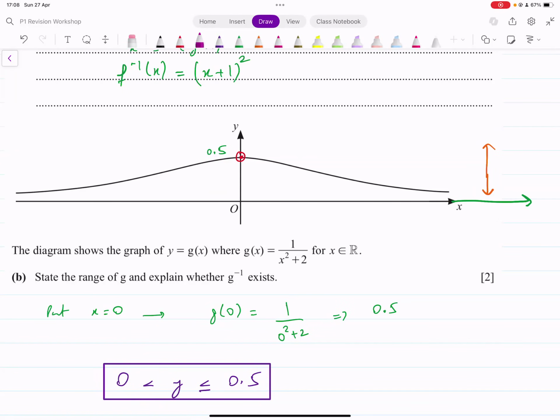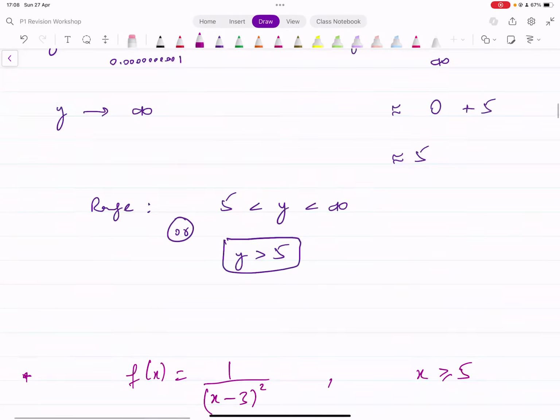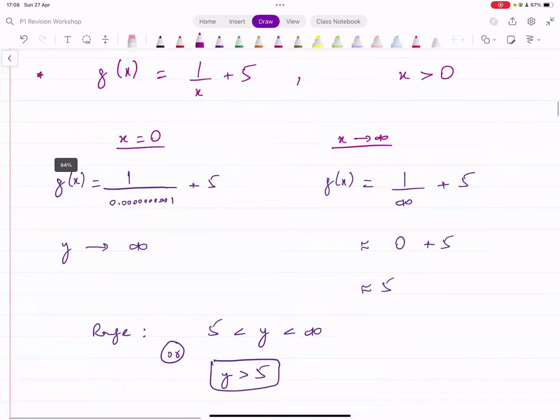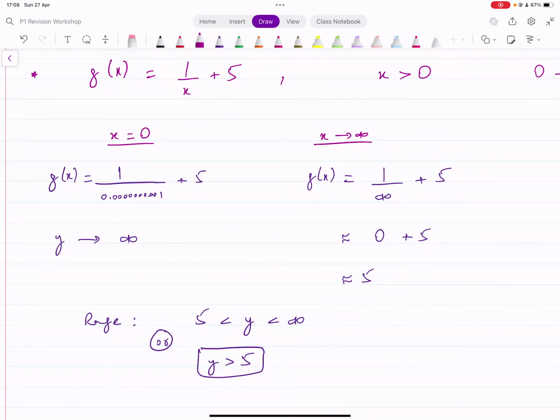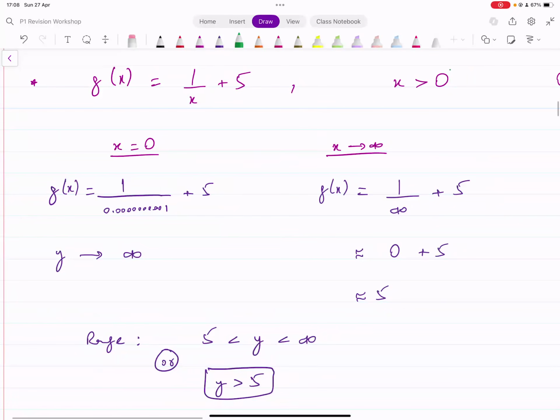So for reciprocal functions, if you do not have a graph given, I would not recommend that you draw the graph. It's going to take time and it's a bit complicated. Just think of the endpoints. If you have the domain given, just think of the endpoints. In this case, for example, if x is greater than 0, 0 is one endpoint, infinity is another endpoint. Just check what happens at those points.